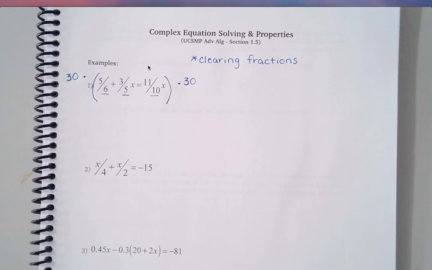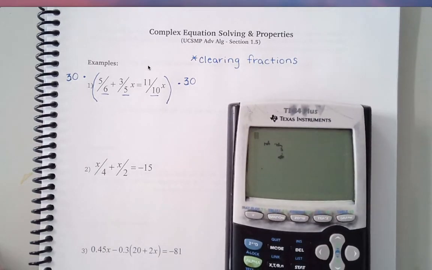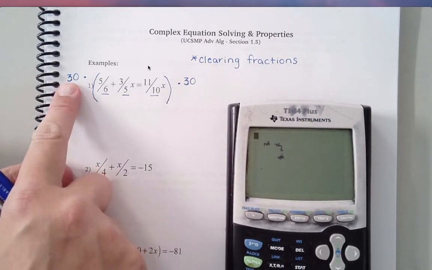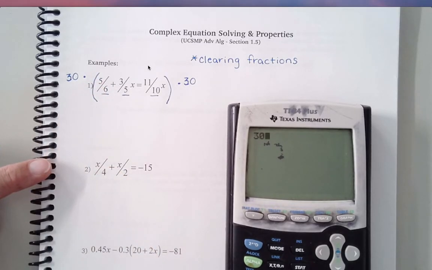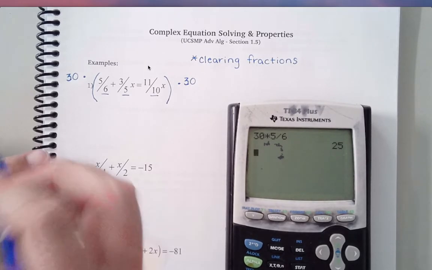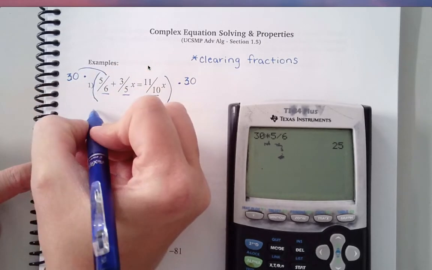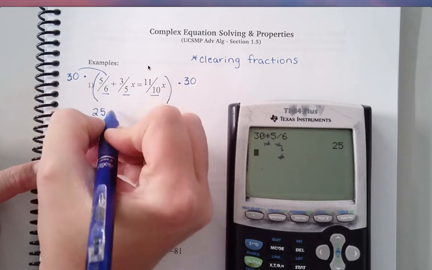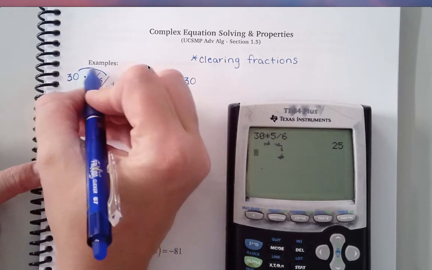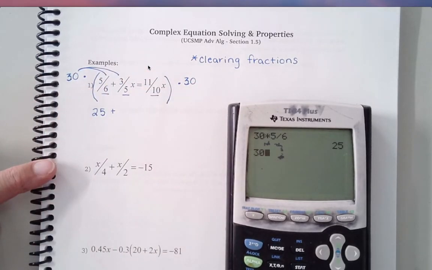And so when I multiply by that 30, something kind of crazy is going to happen. I'm going to show you how to do this on your calculator because some of these might be tough to do in your head. When I go to do 30 times 5 over 6, here's how I'm typing that in. 30 times 5 over 6. And you'll notice I get 25. So this is equal to 25 plus, now I'm doing 30 times 3 over 5. 30 times 3 divided by 5. I end up with 18.